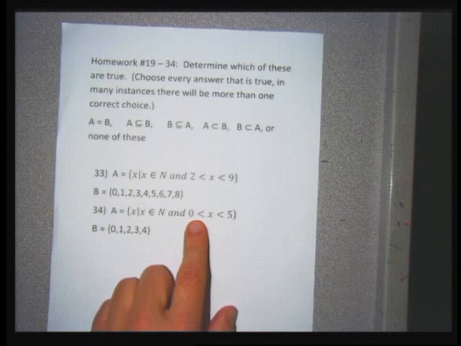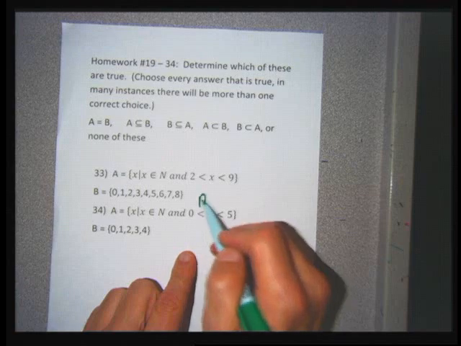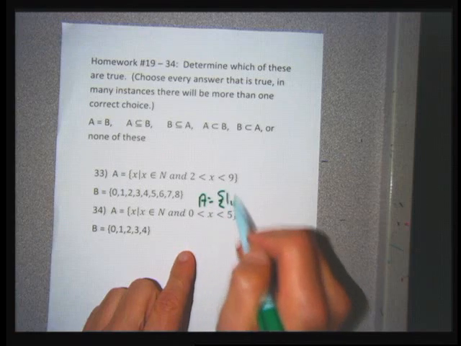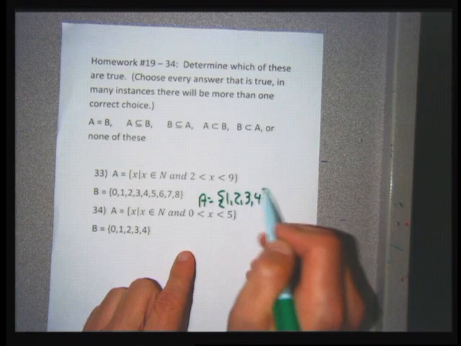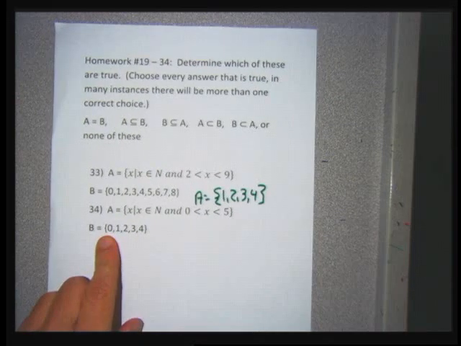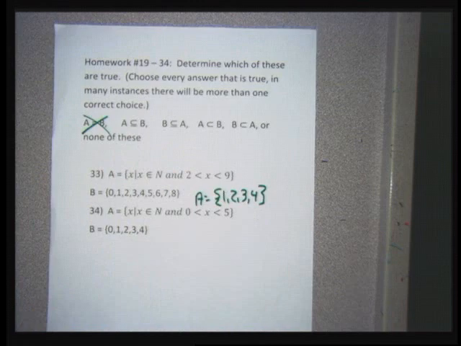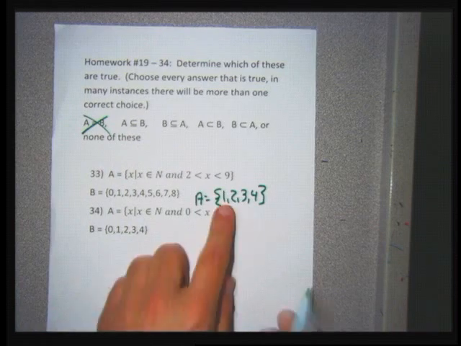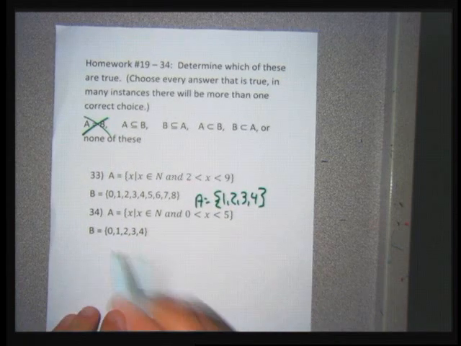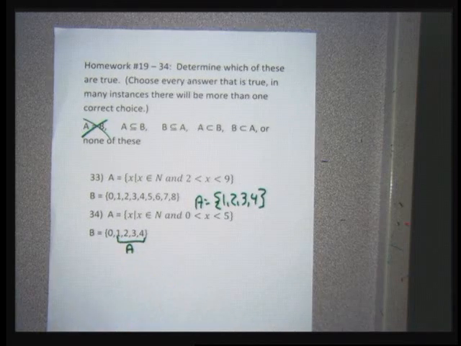This is the same definition. So set A, the natural numbers between 0 and 5, not including the 0 and not including the 5, is the set 1, 2, 3, and 4. So if I look at these two sets, they're not equal to each other. B has the number 0 in it, which A doesn't, so they're not equal. And A is contained in B, because this portion right here makes A. So A is definitely contained in B, but B is not contained in A.